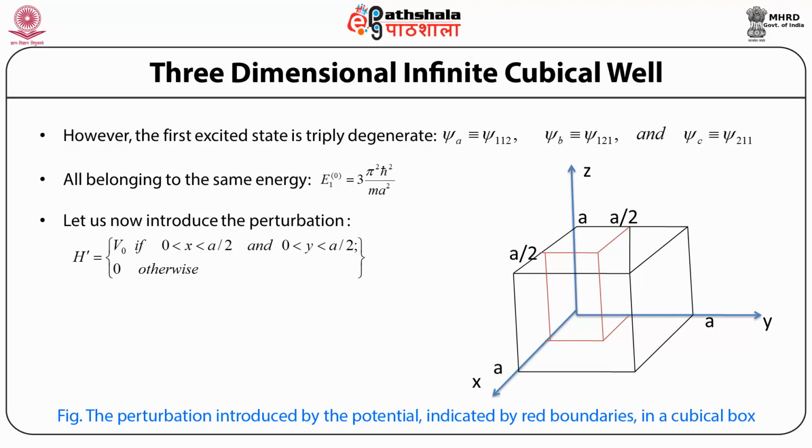Let us now introduce the perturbation, which is H prime equals V0 if x is within 0 and a by 2 and y is within 0 and a by 2, and H prime is 0 otherwise. In the figure we show a cube, with the perturbation introduced by the potential indicated by the red boundaries in the cubical box. The red boundaries are at a by 2 as seen in the figure.